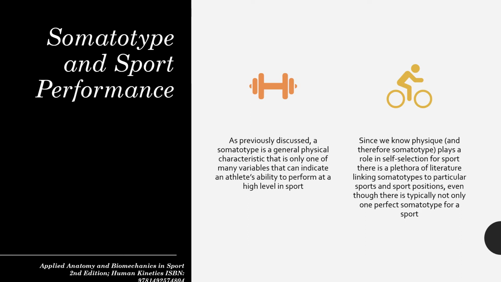So why does the somatotype matter to sports and performance? As we've previously discussed in the first three chapters, a somatotype is going to give us some general physical characteristics, but it's only going to be one of many variables that indicate an athlete's ability to perform at the highest level. And since we know physique, and therefore somatotype, plays a role in self-selection in sport, there's so much literature out there linking somatotypes to particular sports and sports positions, even though there's typically not only one perfect somatotype for a sport. So there is literature that says this is the somatotype that's expected to perform well in the sport, but there can be multiple somatotypes. So this is where things get a little tricky.